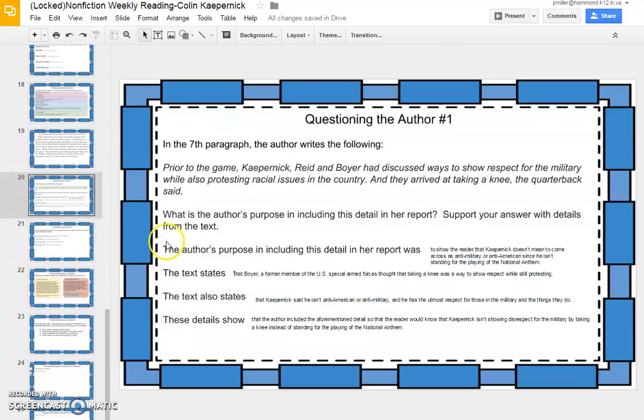So once again, this thought came from my own head. This is my own inference that I made, but I backed it up with details from the text. And then this is my own thought as well. I like to restate some of what I put in my first sentence with my last sentence. It just is a nice way to wrap everything up.